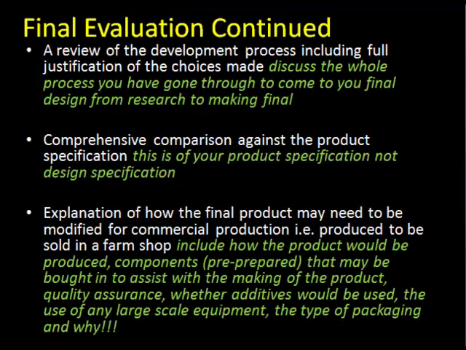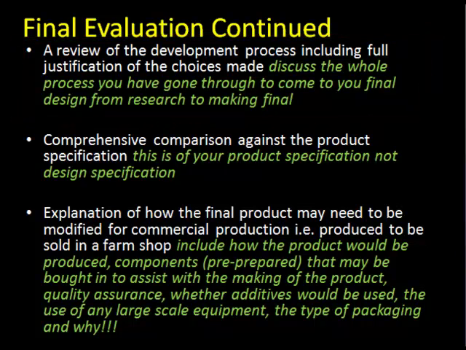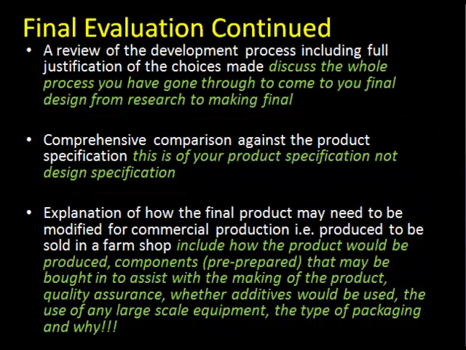You then need to do a review of the development process, including full justification of the choices you made. So basically this is like a summary of what you've been through from the research into making your final product. You will then compare your product to your product specification and not your design specification, and discuss which points it may have met or not.